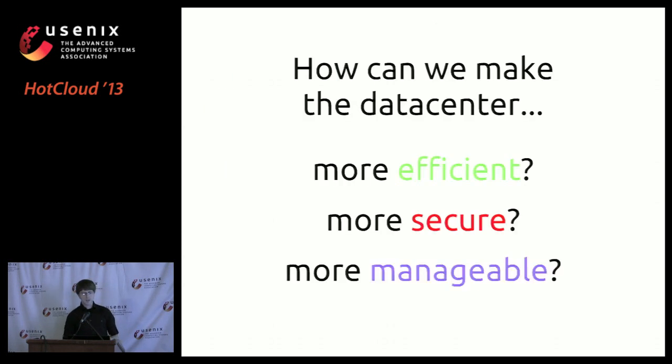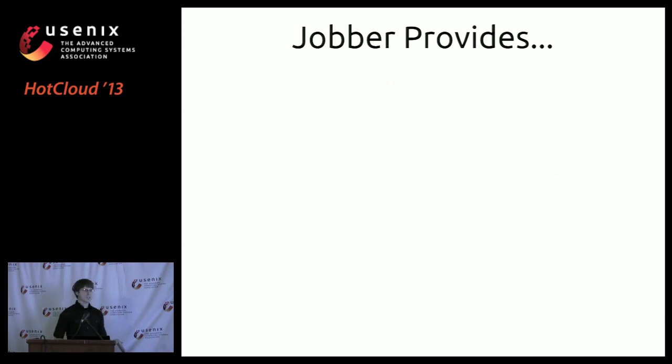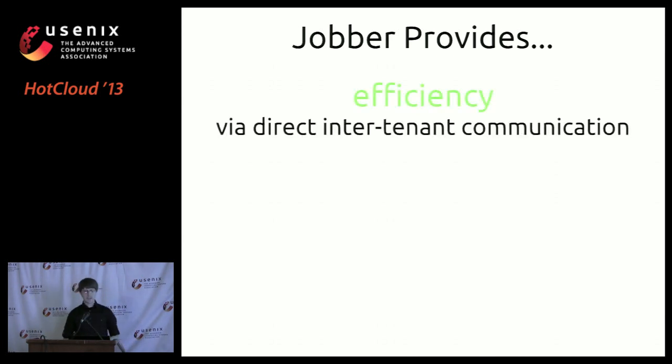So we start out by asking how we can make the data center more efficient, secure, and manageable. We feel that Jobber provides ways to do all of these things. We provide efficiency by allowing us to optimize these direct inter-tenant communications to securely take advantage of the fact that we're sitting in the same data center as a lot of the people we're interacting with, and we would like to treat that traffic differently than we treat just untrusted traffic from the internet.